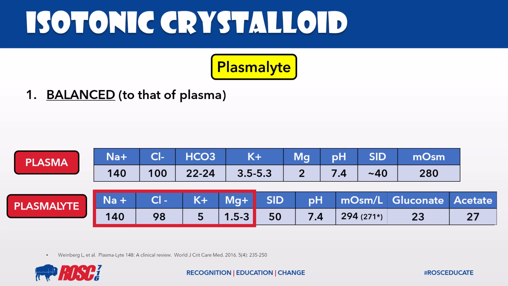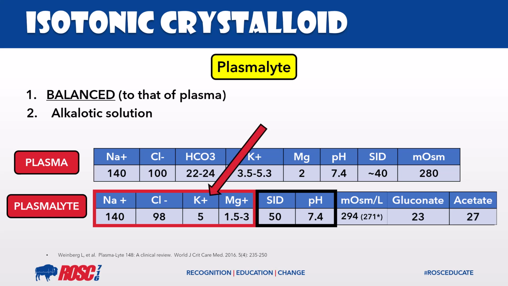So balanced to that of plasma. As you can see in comparison, sodium of 140, chloride around 100, magnesium around 2, and potassium around 5. Plasma-lyte, in comparison to 0.9% saline and lactated ringer, is actually an alkalotic solution. Again, you can see that the plasma has a strong anion difference of 40, where plasma-lyte has a strong anion difference of 50. That's higher than plasma. That makes it alkalotic. The pH in the bag is about 7.4.